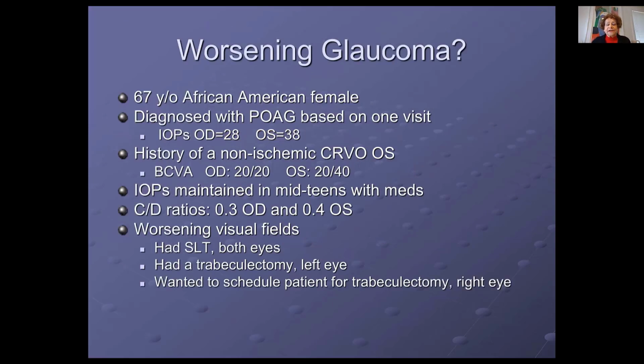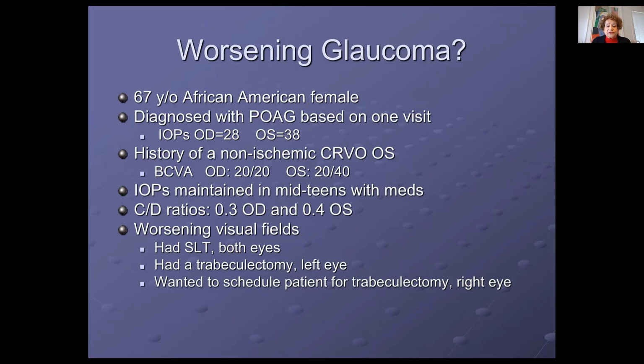Now here's a case of a patient who has glaucoma and almost ended up with more surgery because they thought that her glaucoma was getting worse. A 67-year-old African-American female diagnosed with glaucoma based on just one visit. Why? Because at that visit, her IOPs were 28 in the right eye and 38 in the left eye.